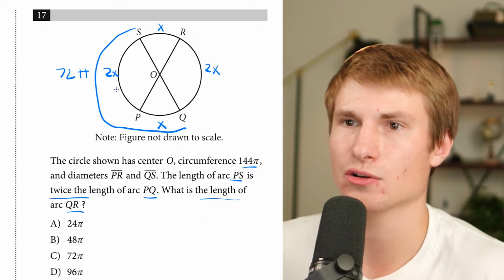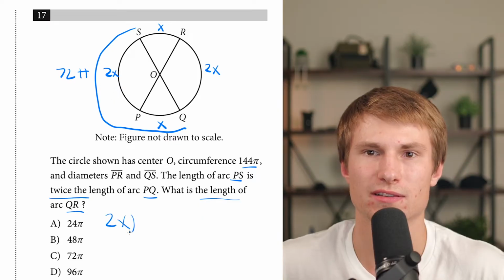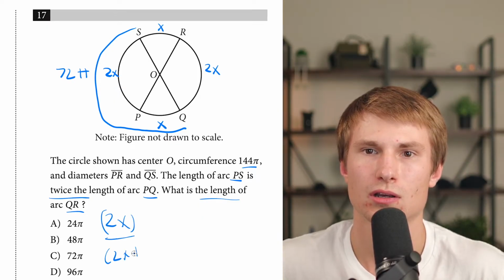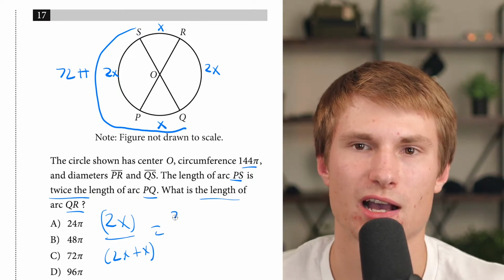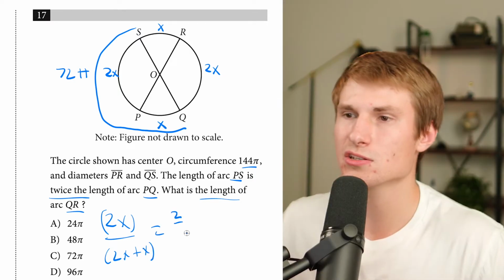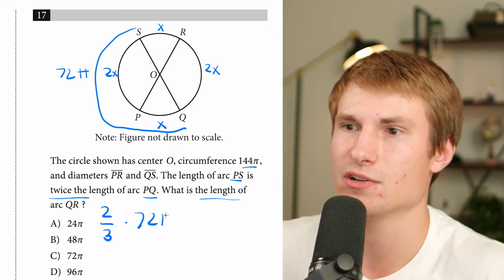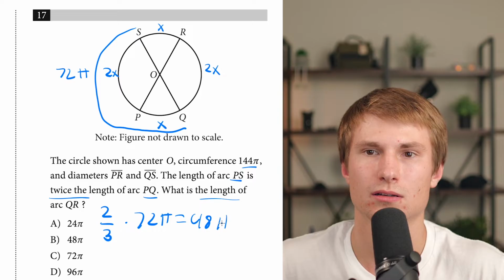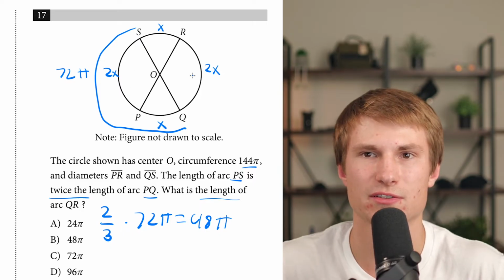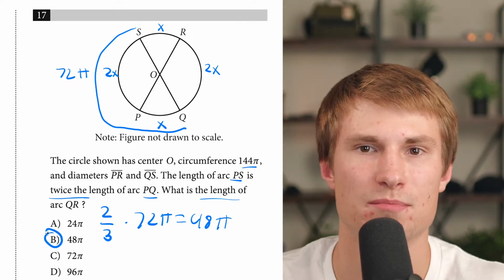It's 2x over 2x plus x, right? If you were to write this out, it'd be 2x over 2x plus x, or in other words, 2x over 3x, which is 2/3. So since it's 2/3 of that 72 pi, all we got to do is take that 2/3, multiply it by 72 pi, and that'll give us 48 pi as the value of PS, which is the same as the value of QR. Okay, so our answer there would be B.